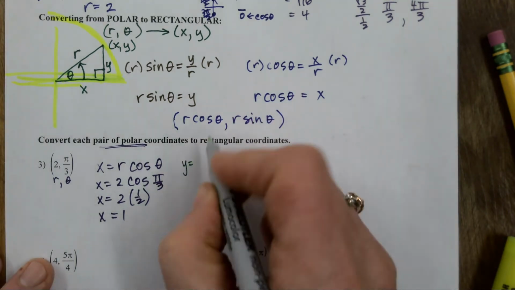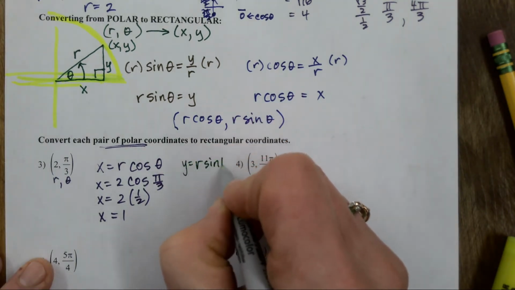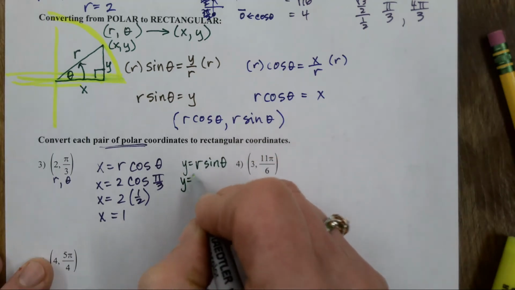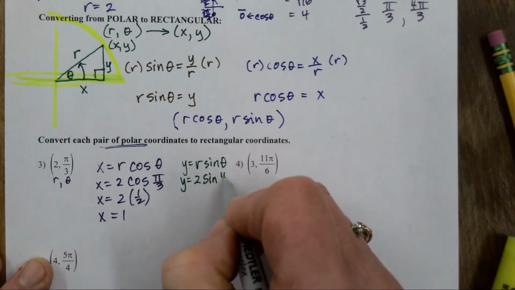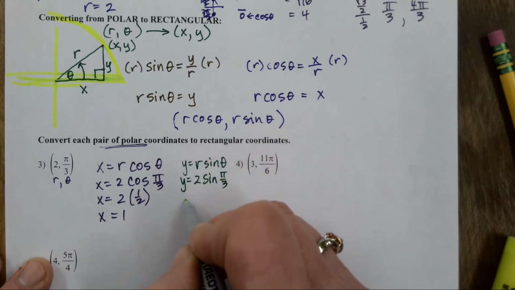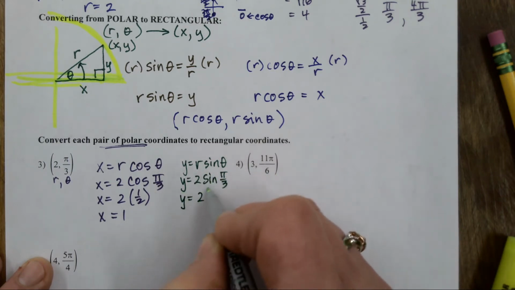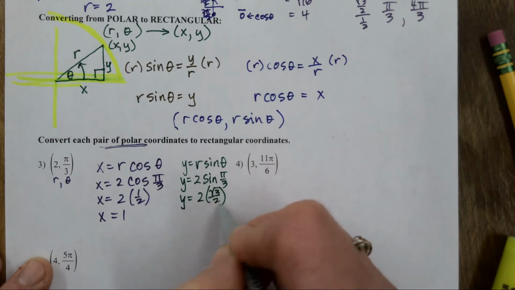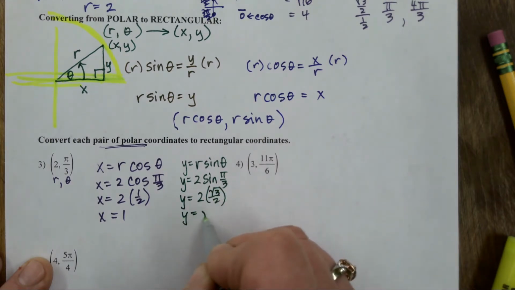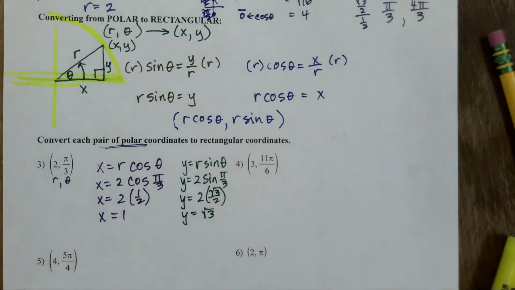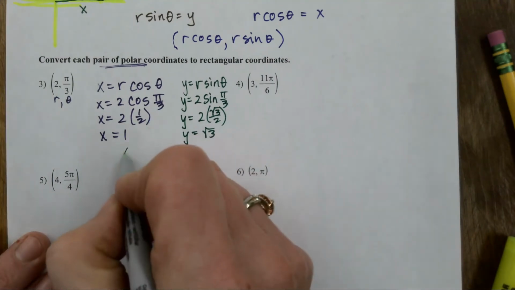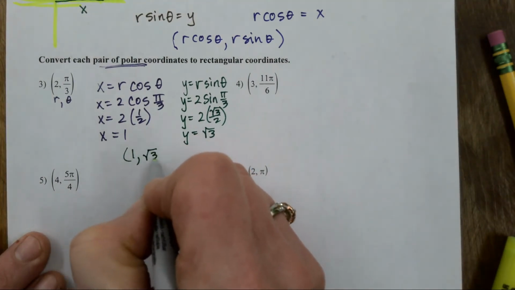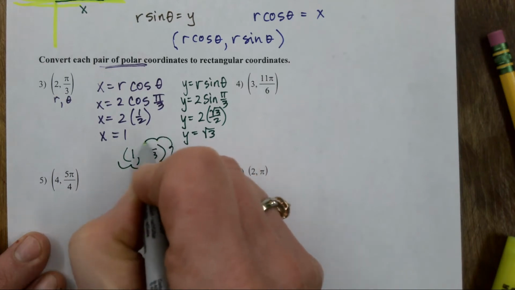Y is r sine theta. So y is 2 times the sine of pi over 3, which is 2 times the square root of 3 over 2, which is the square root of 3. So how do I write this point? X, comma, y, and I'm done.